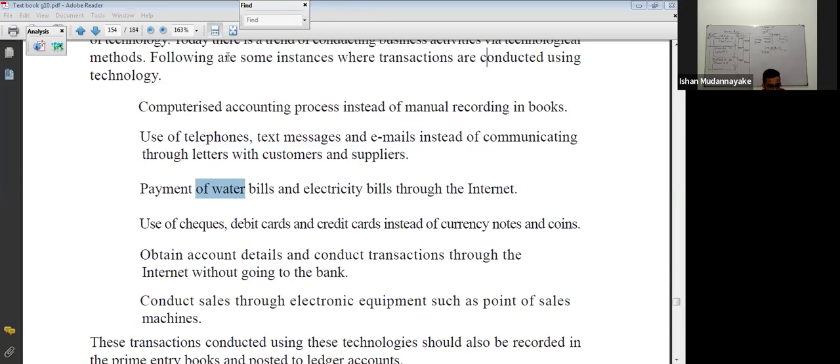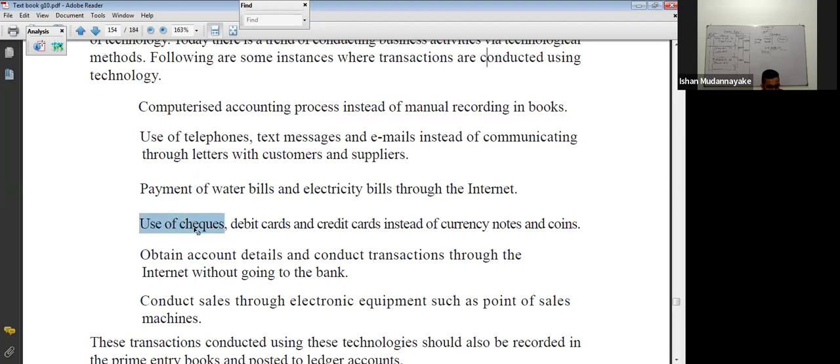Third one. Payment of water bills and electricity bills through the internet. We can pay water bill, electricity bill, telephone bills through the internet. Next one.